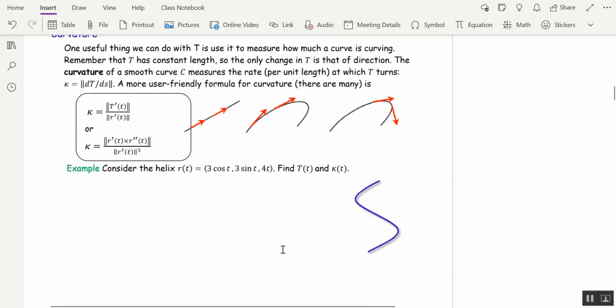So let's do an example where we find the unit tangent vector and the curvature kappa. We've got a helix here, and for the unit tangent vector, we're going to need r prime, which is negative 3 sine t, 3 cosine t, 4.